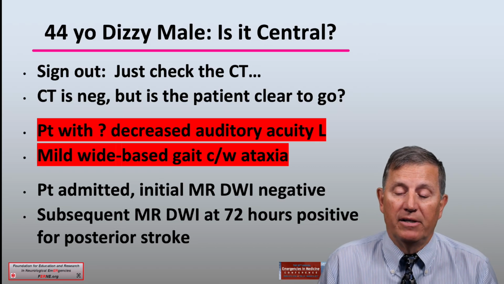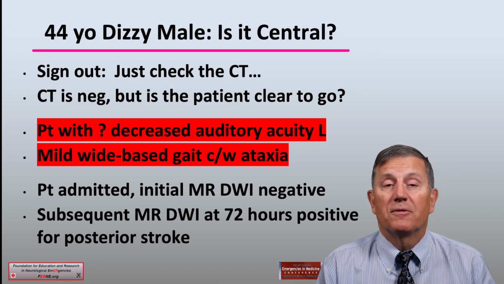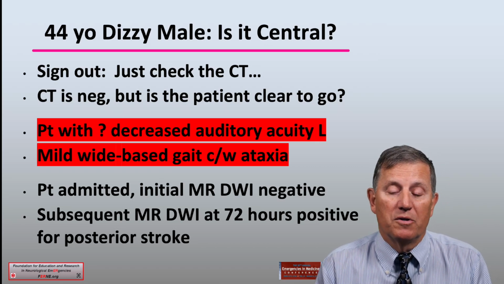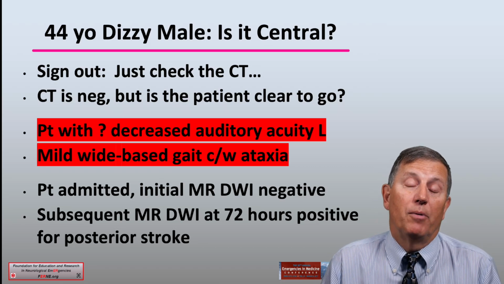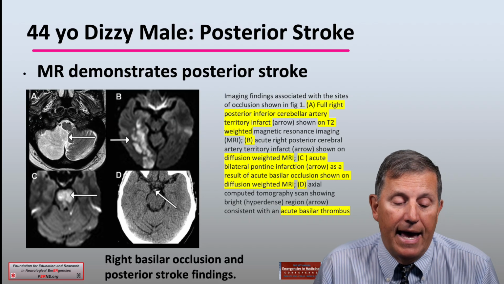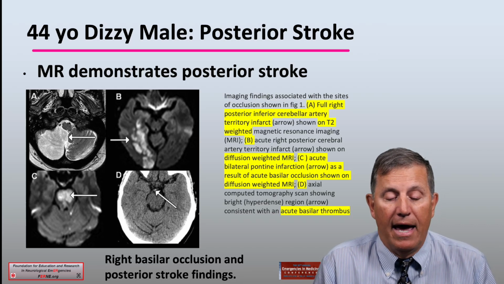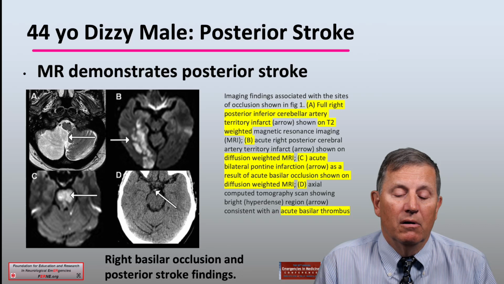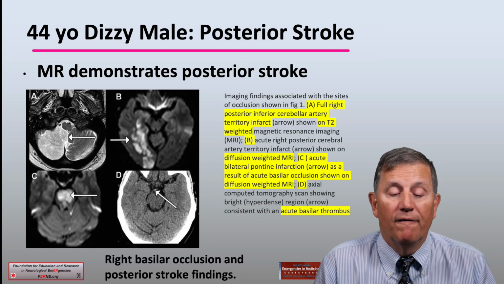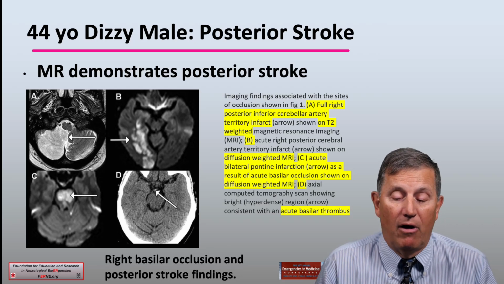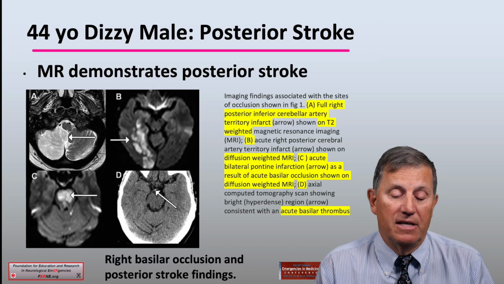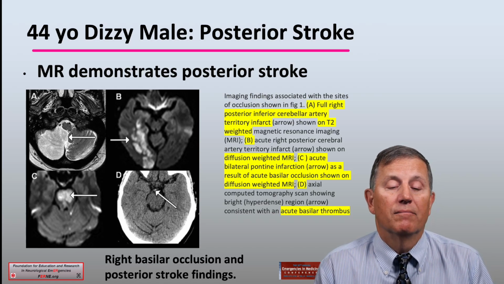The initial MR-DWI was negative. The subsequent MR at 72 hours was positive for posterior stroke. And in fact, the patient in this example has right basilar occlusion and posterior stroke findings that are seen here on MRI related to this basilar thrombus.